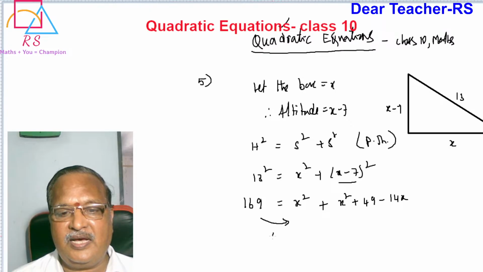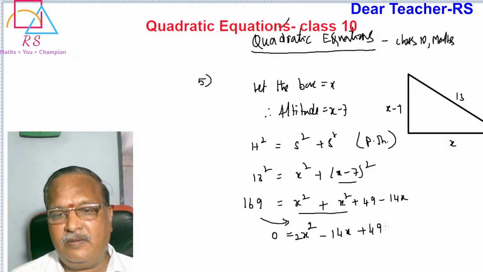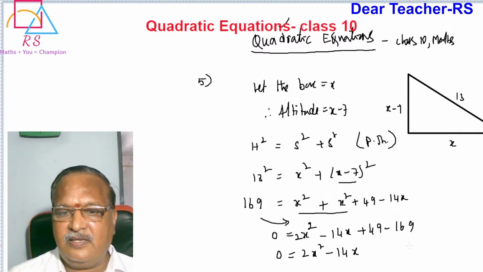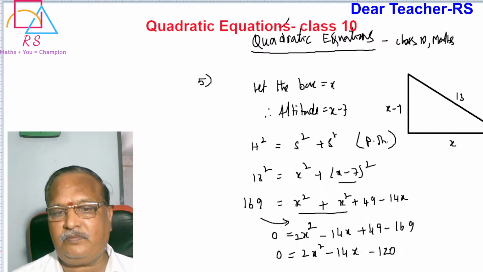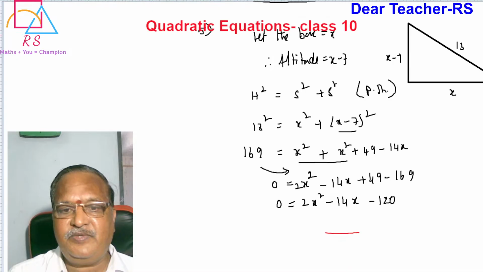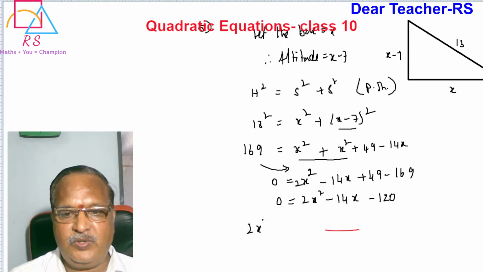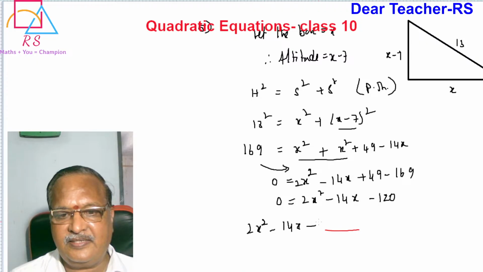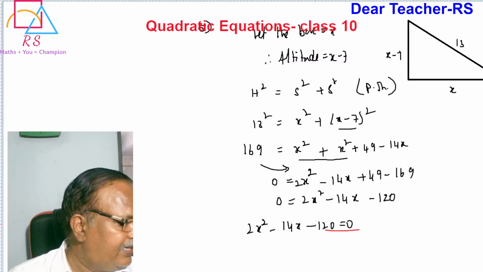You take this to the other side. x square plus x square is 2x square, and minus 14x, plus 49 minus 169. So 0 is equal to 2x square minus 14x, and 49 minus 169 is minus 120. So this is the quadratic equation, we got it, right? I will write properly now. 2x square minus 14x minus 120 is equal to 0.